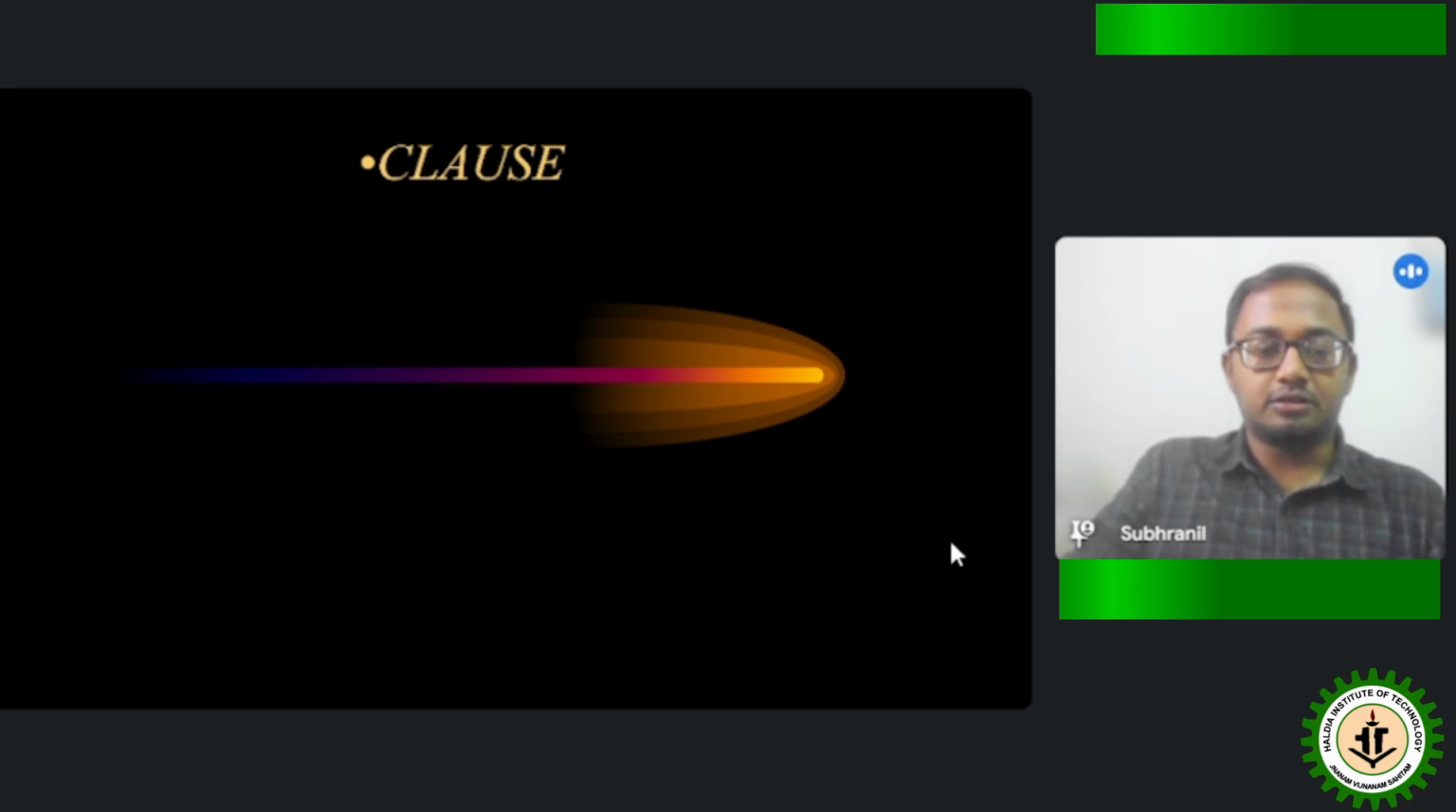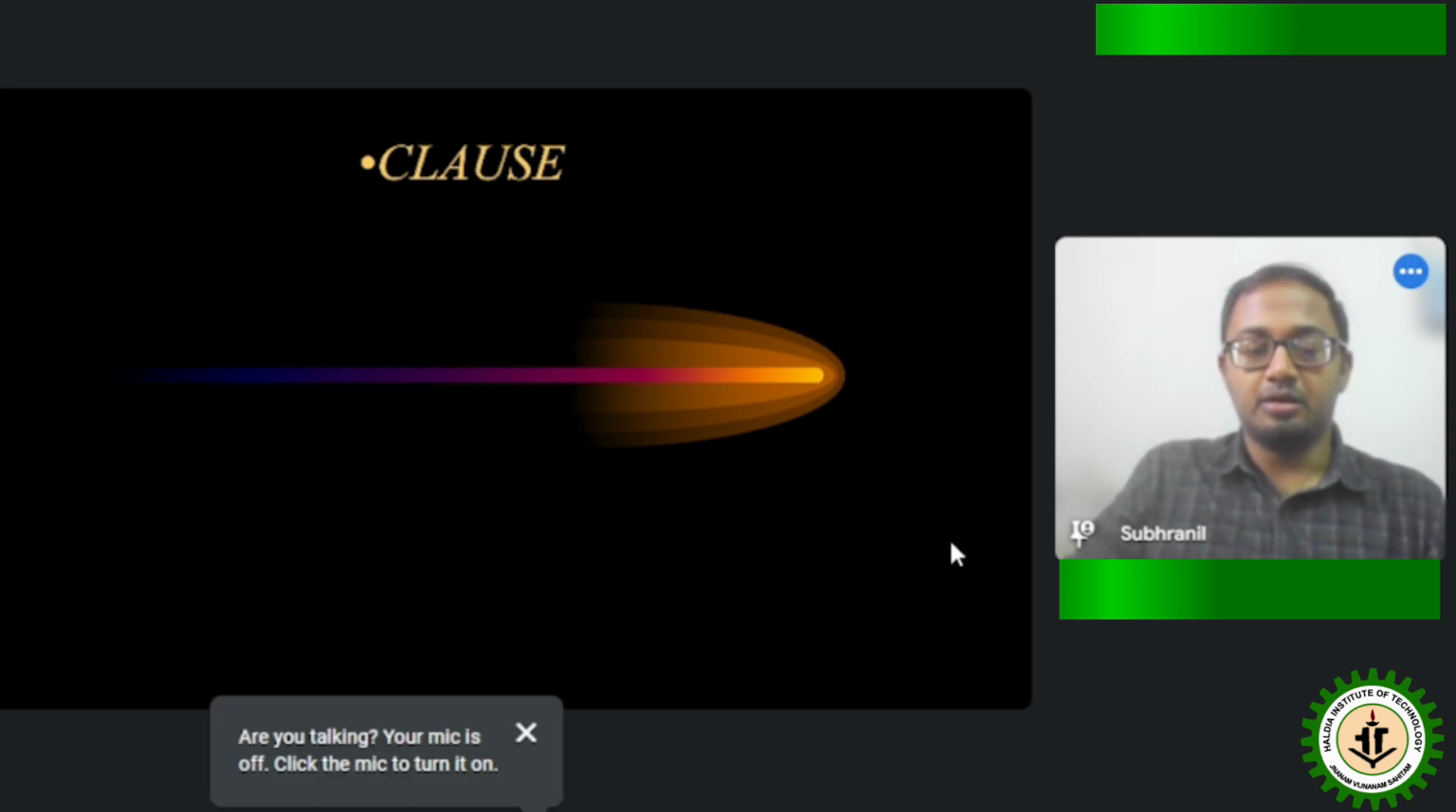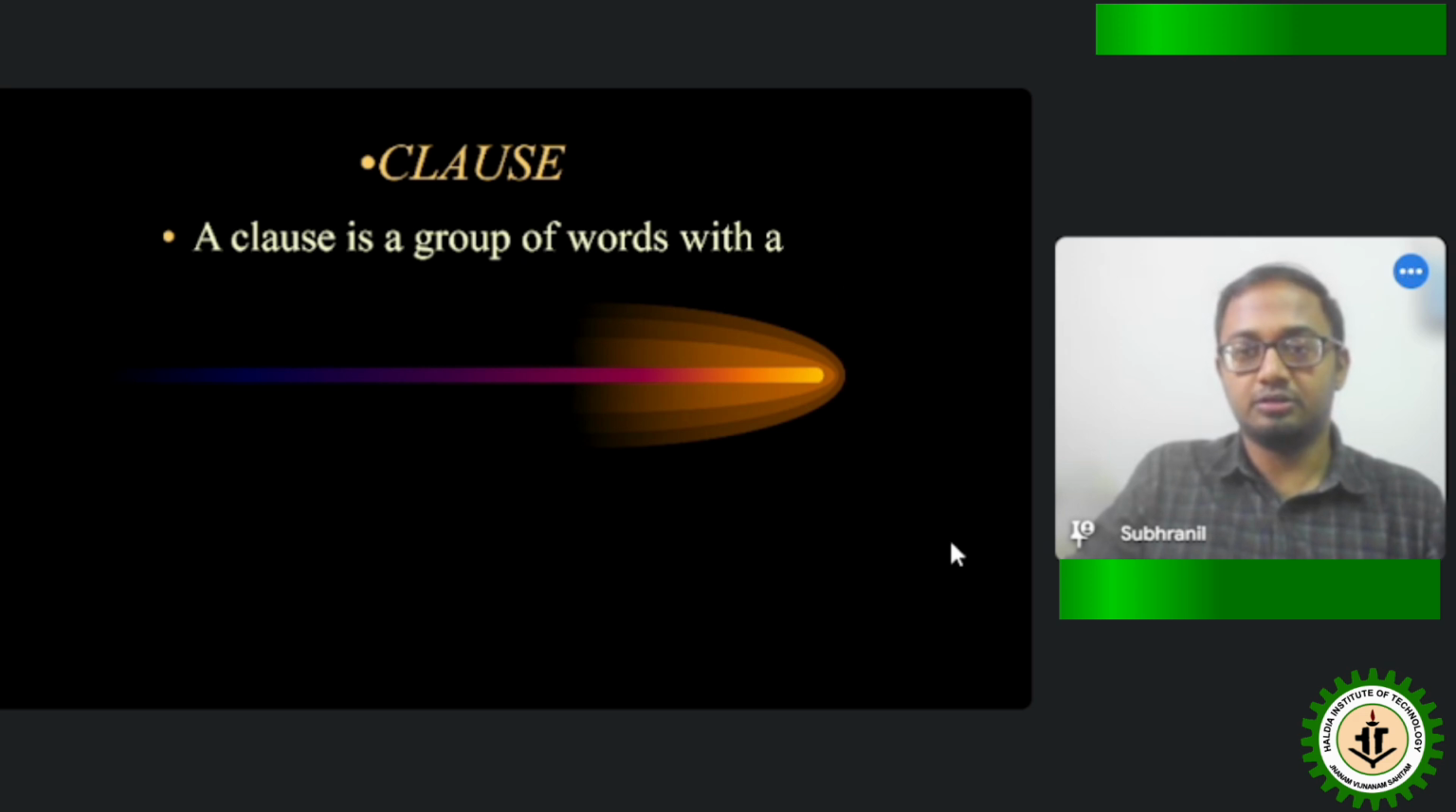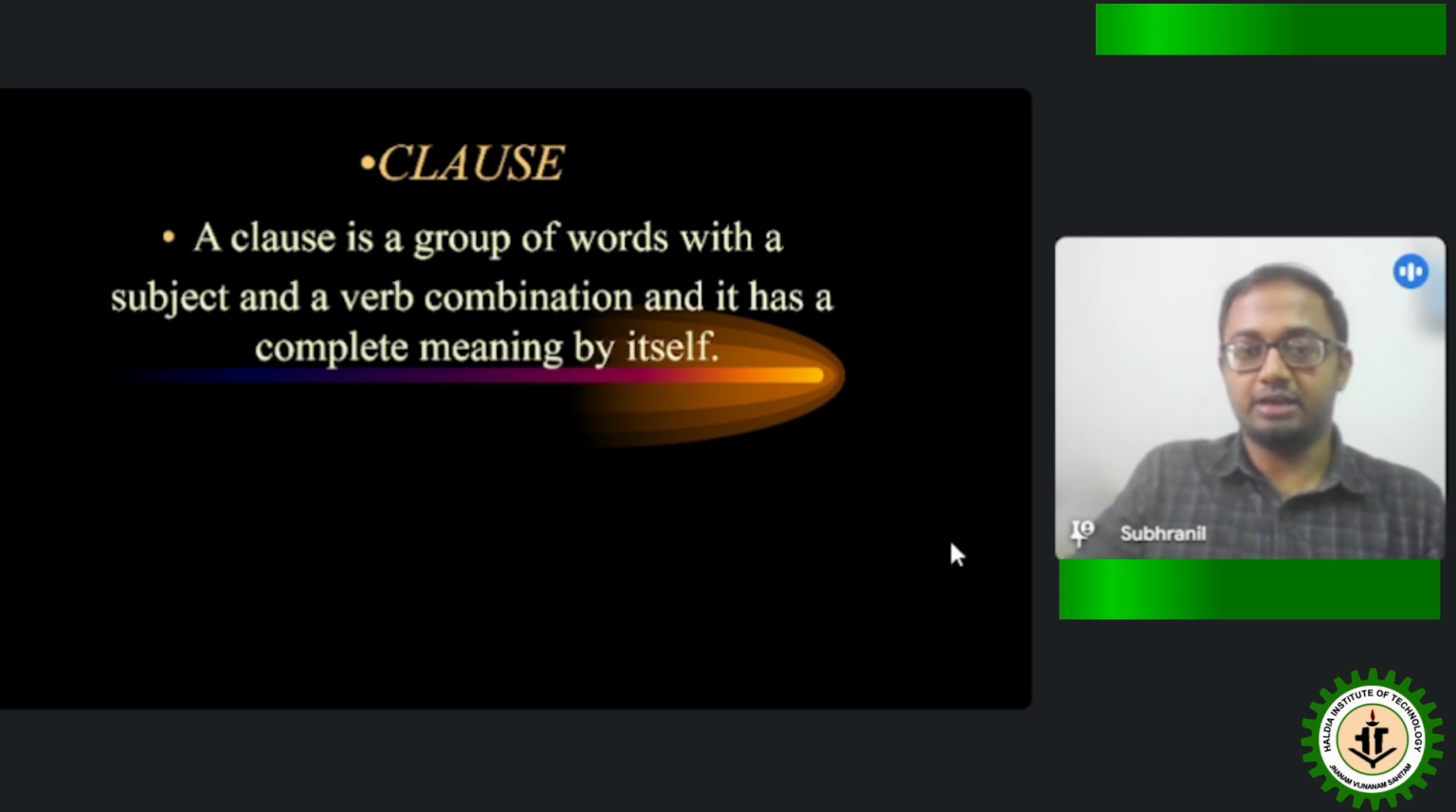Now, what is a clause? First of all, it is a group of words which has a subject-verb combination and it has a complete meaning by itself. So there are three criteria for a clause. It should be a group of words with a subject and a verb combination, and it has a complete meaning by itself.